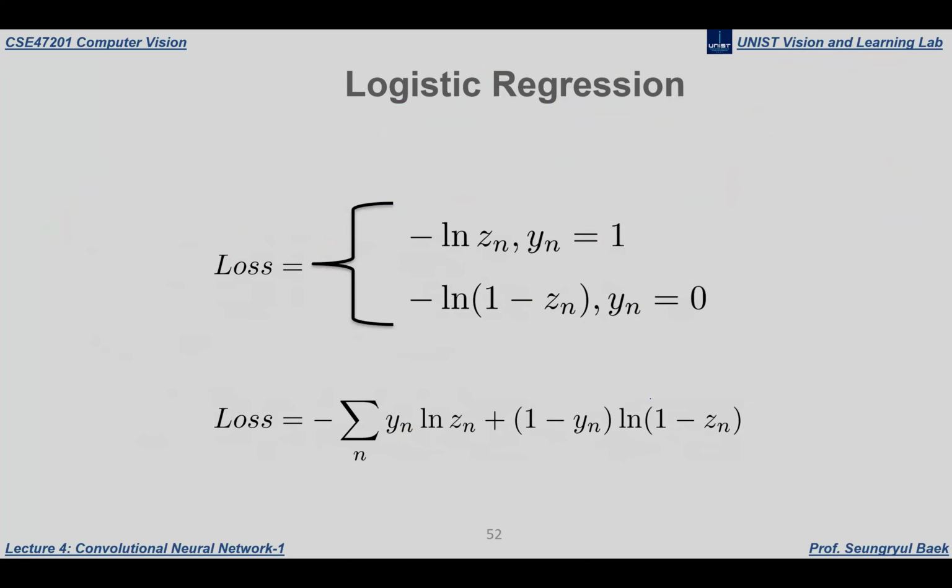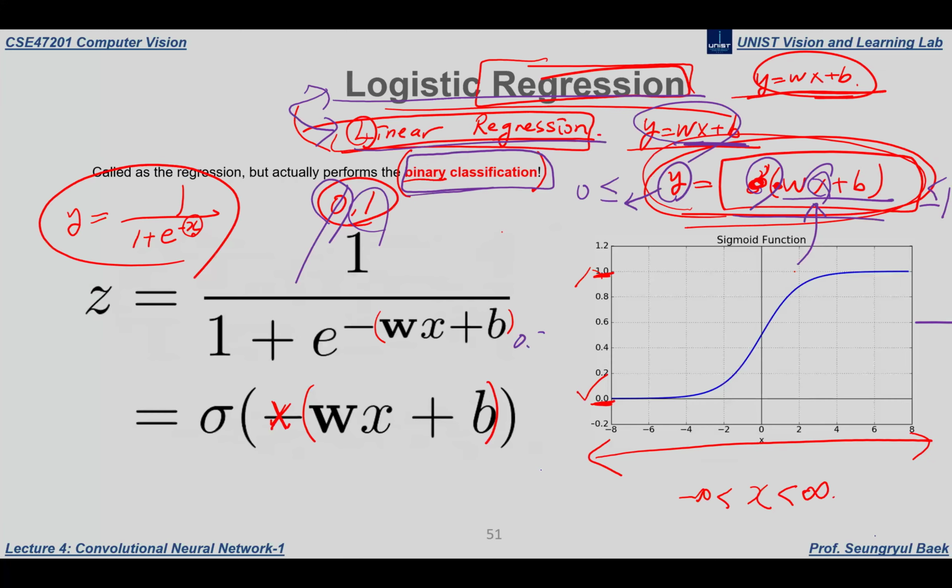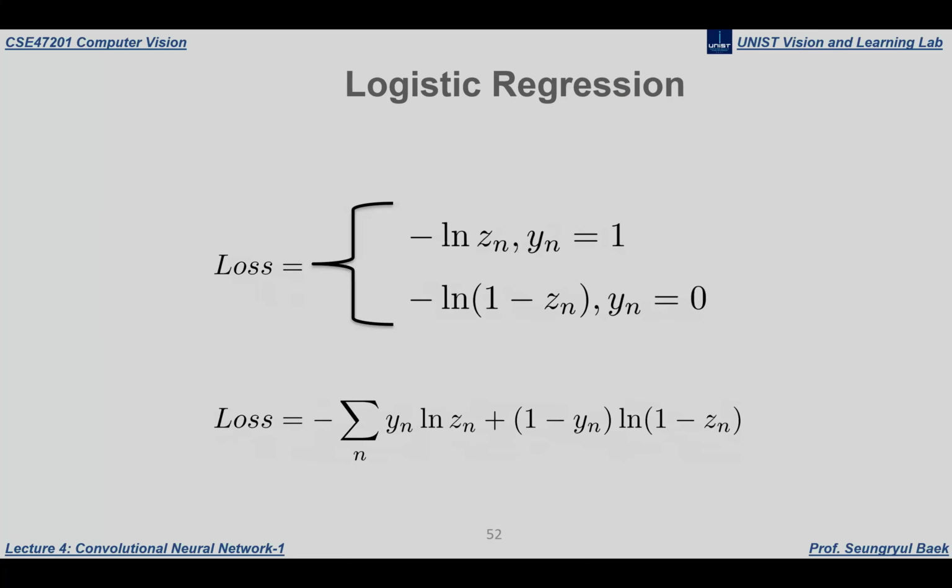And for training the linear regressor, we applied MSE loss. By directly closing the output of the linear regressor to the ground truth y, we use the mean square error loss, calculating the Euclidean distance between the predicted value and ground truth. But for logistic regression, for training them, we have to use this type of loss.